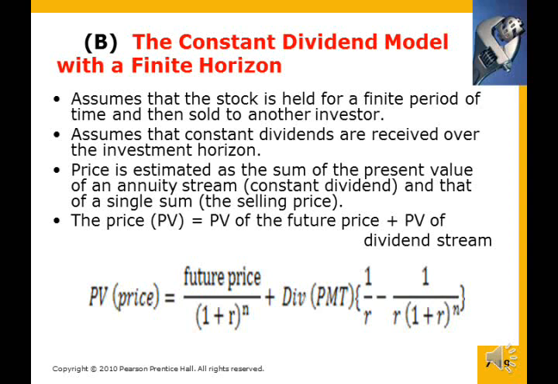So now I have the price, or the present value of the stock, as the summation of the present value of an annuity stream, which is the constant dividend, and a single lump sum, which is the future or selling price that I will get. It is exactly the same rule as bond valuation: the future price over (1 plus r) to the power n, plus the dividends, which are the payments, times the brackets 1 over r minus 1 over r(1 plus r) to the power n. Okay?